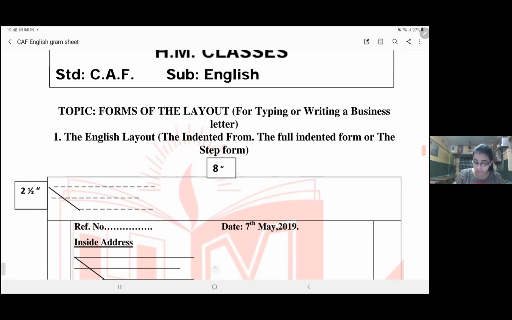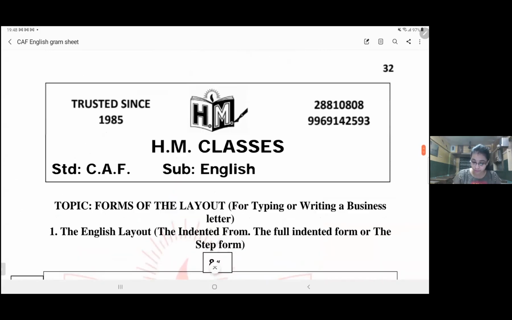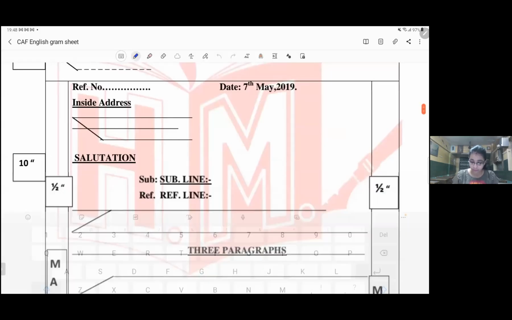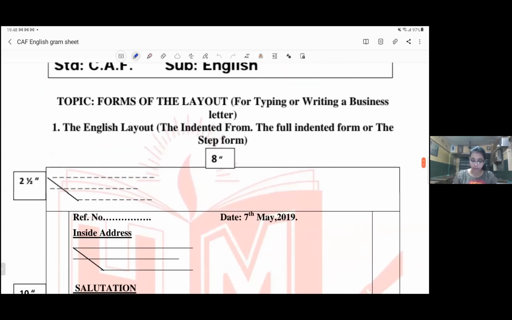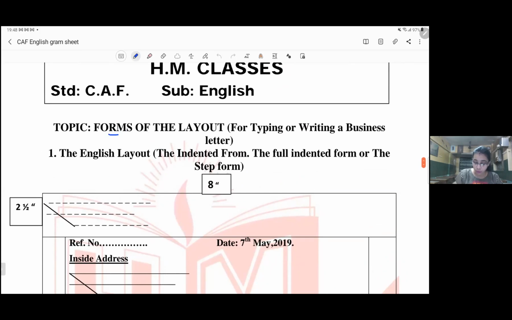Forms of layout for typing or writing a business letter. Let's say we are sending an email, so that will be for typing. Or when you are writing a business letter, all these layouts are there that you are going to follow. Clear?